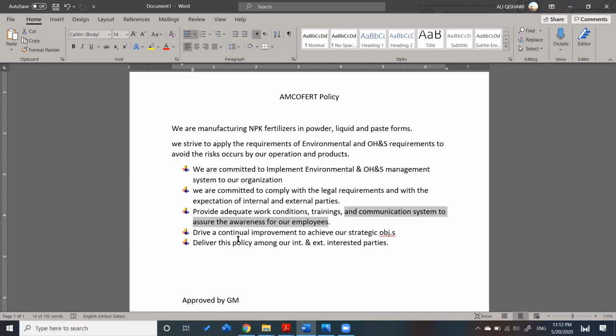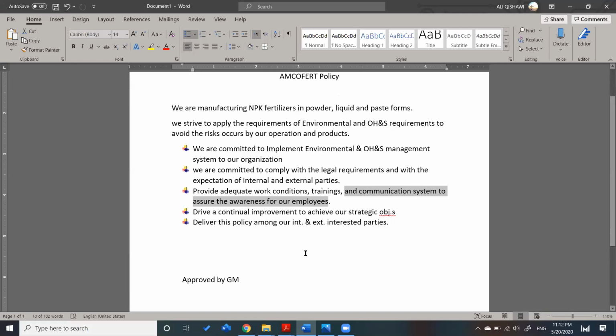Awareness sessions, email to your interested parties, website. Very good. Trainings. Sir, we have put it in the policy, how can I deliver our policy? You can add this point, no problem, but it is not necessary to put it as a part of the policy. But if you want to add this, no problem.